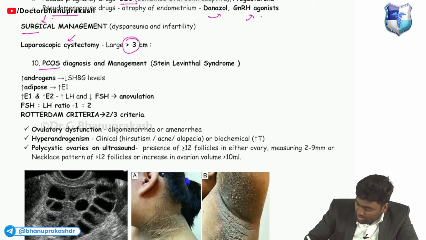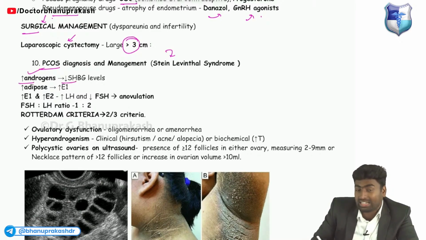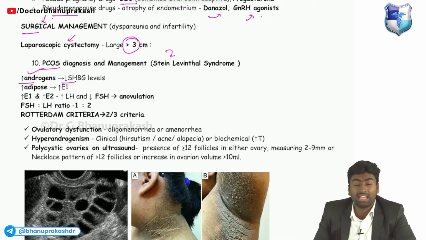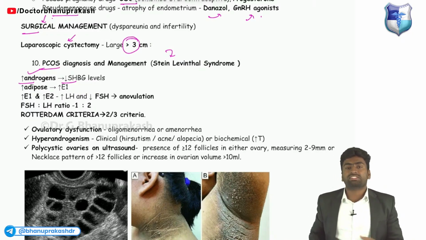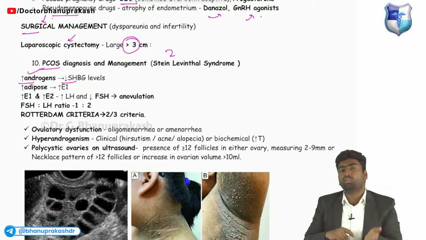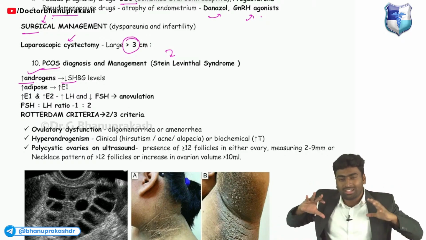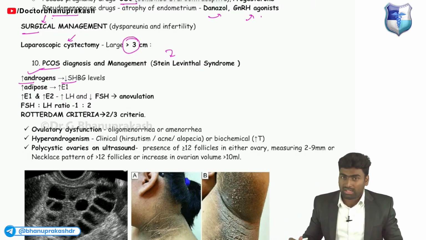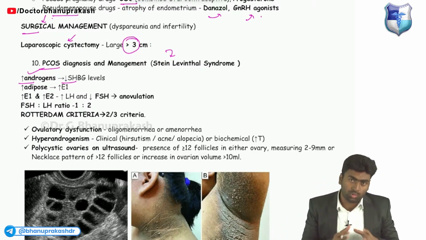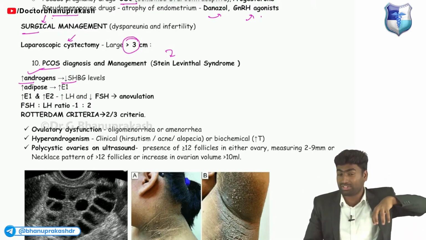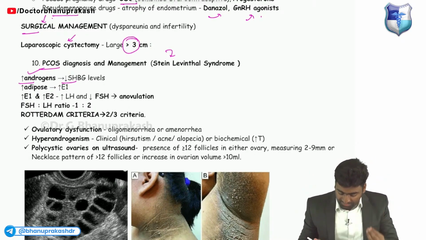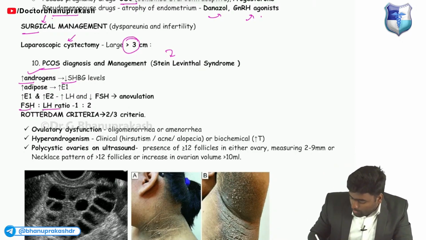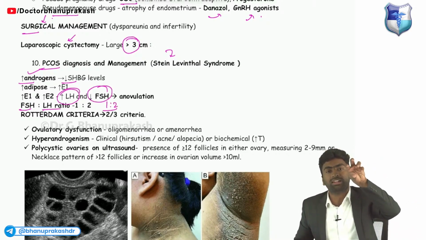PCOS is also known as Stein-Leventhal syndrome. Here there will be an increase in androgens and a decrease in sex hormone binding globulin levels. Usually in the menstrual cycle, first there will be an increase in FSH followed by an increase in LH. The follicle needs to grow, then only is it able to go for ovulation and mature. Whereas here the follicle is not growing, because of decreased FSH and increased LH. So the FSH to LH ratio here will be 1:2. All of these follicles will remain in a very small size.